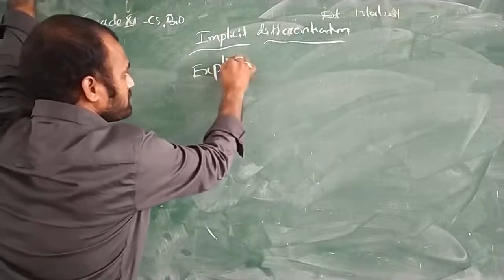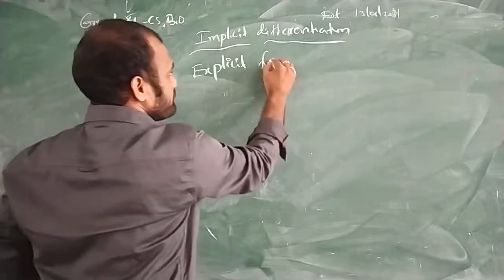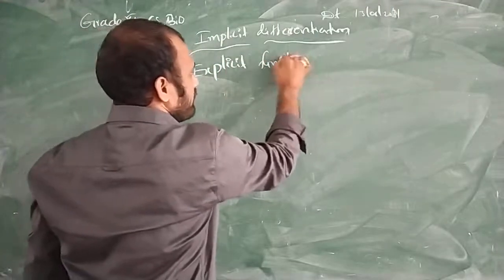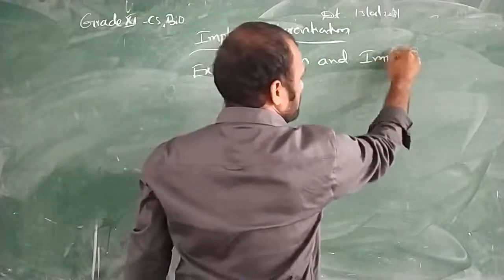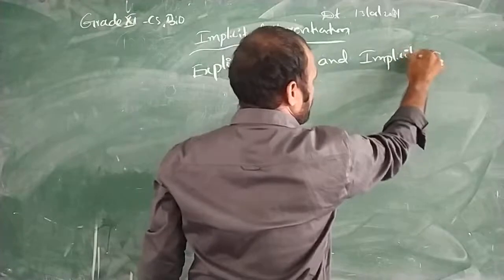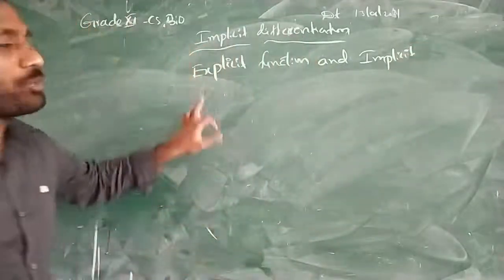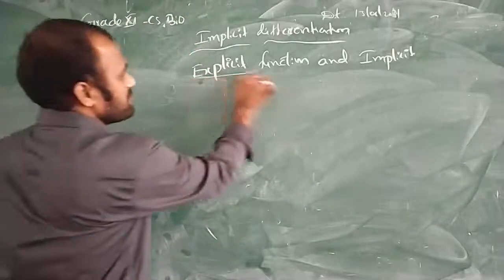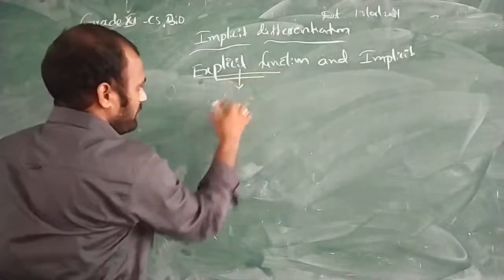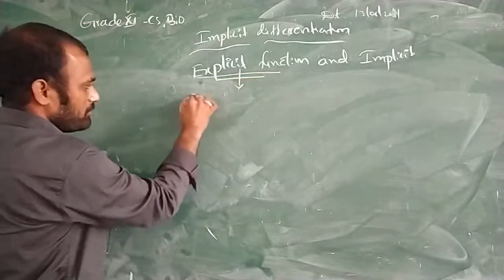There are two functions, explicit function and implicit function. So let us understand what is explicit function. By taking an example, let us understand first.